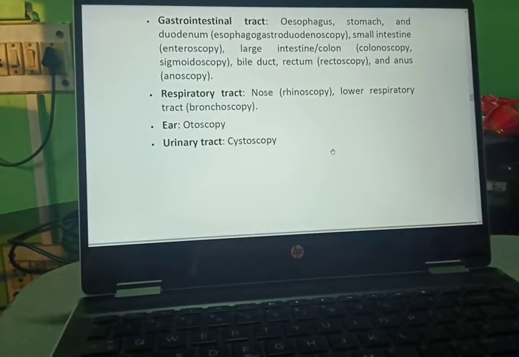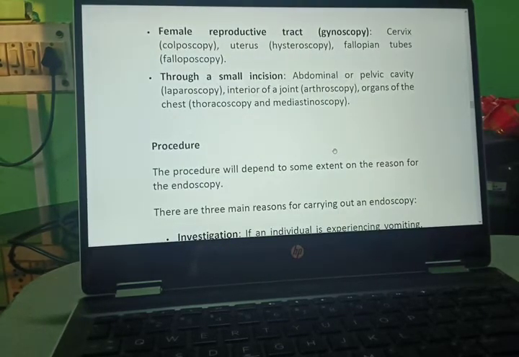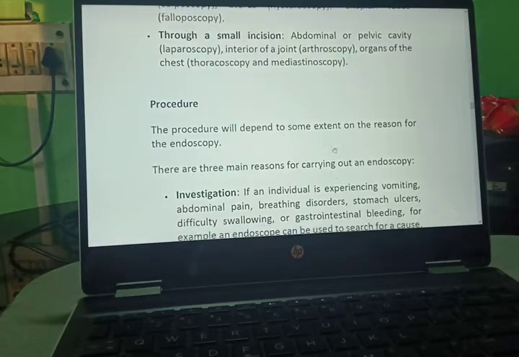Then the respiratory tract: the nose is known as rhinoscopy, lower respiratory tract, bronchoscopy, ear, otoscopy, and urinary tract, cystoscopy. Female reproductive tract, gynoscopy; cervix, that is the mouth of the uterus, colposcopy; uterus, hysteroscopy; fallopian tube, falloposcopy. Through a small incision, the abdominal or pelvic cavity, that is laparoscopy; interior of a joint, arthroscopy; organs of the chest, thoracoscopy or mediastinoscopy.